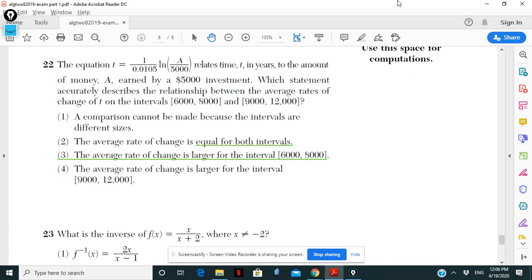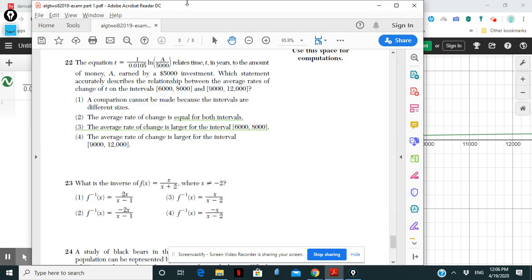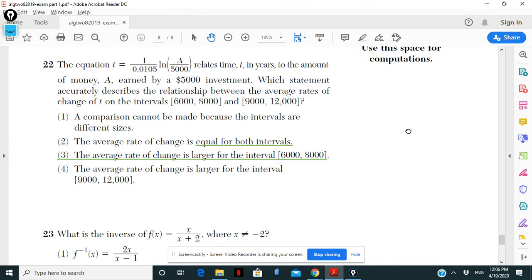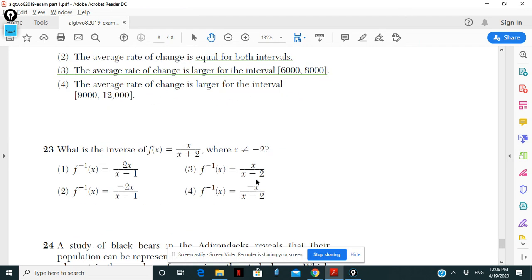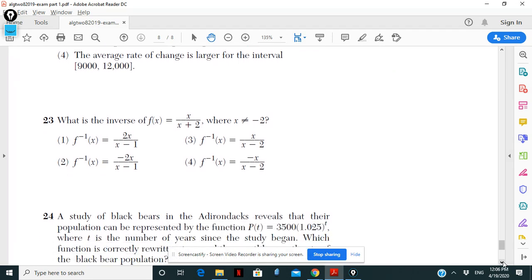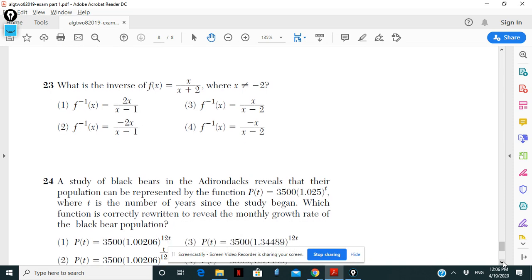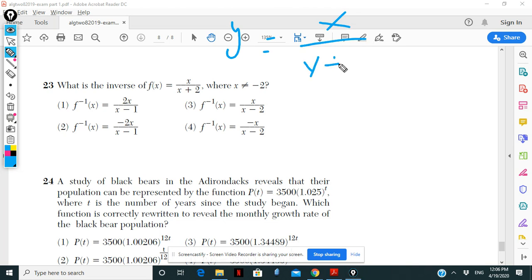Okay, what is the inverse? We want to find the inverse of this function where x is not equal to -2. So that's easy. I'm going to write y equal to x plus 2. Now I'm going to switch the places. That means it's x equal to y plus 2. I'm doing the cross multiplication.